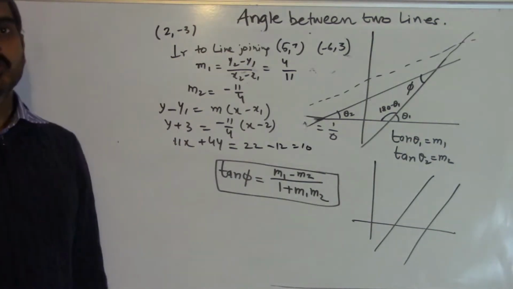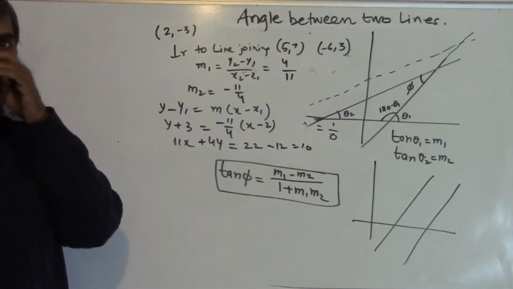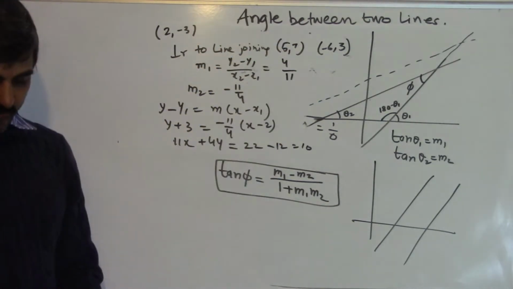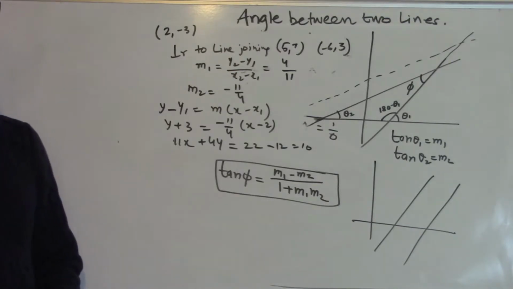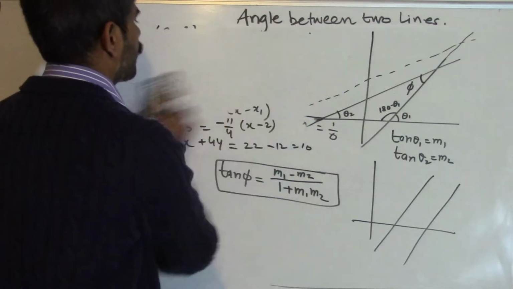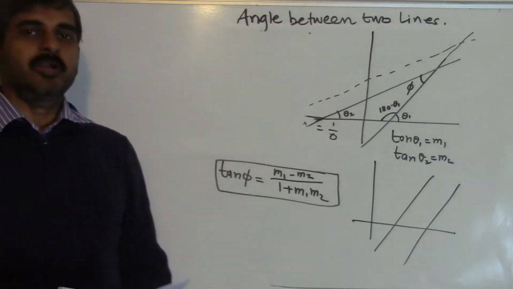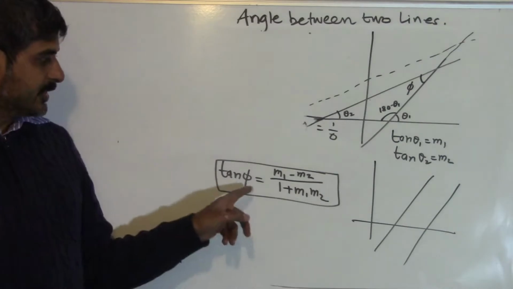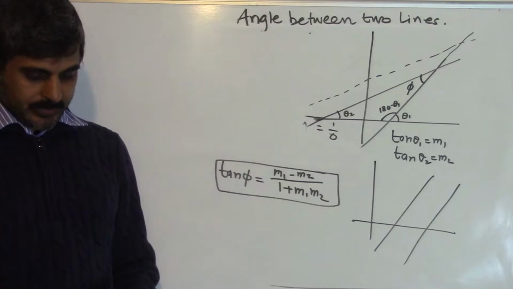This is another variation of the problem. All you need to do is find the gradient of the line perpendicular to the line joining these 2 points. So the perpendicular condition is used very often in all the problems.